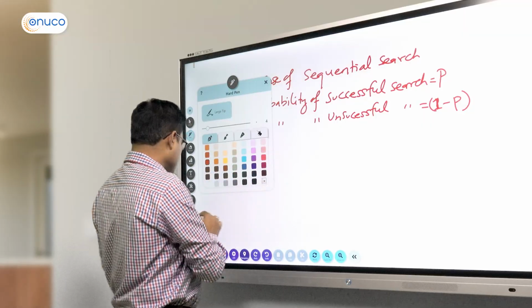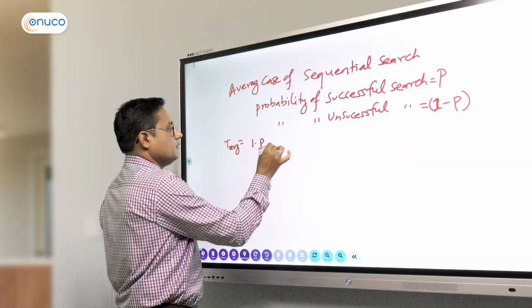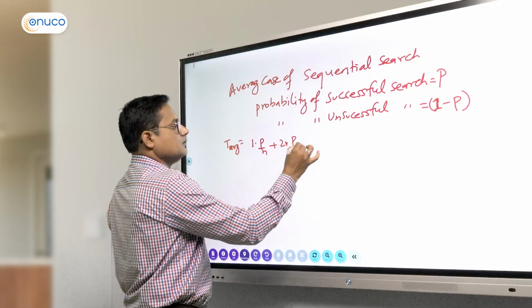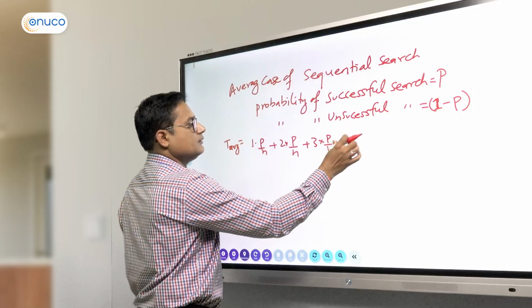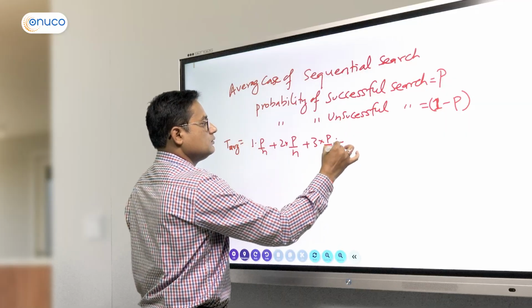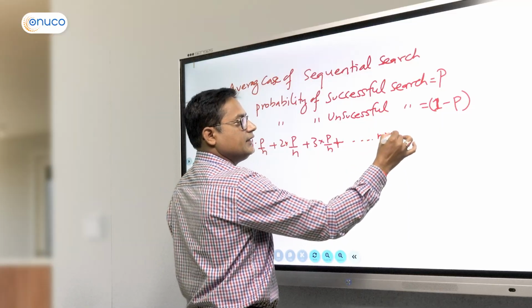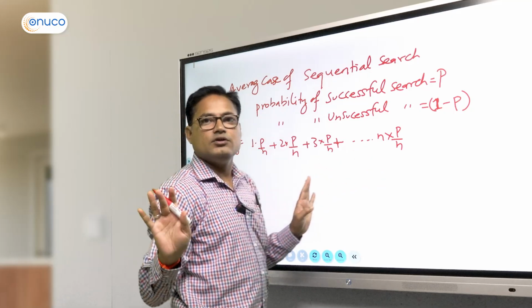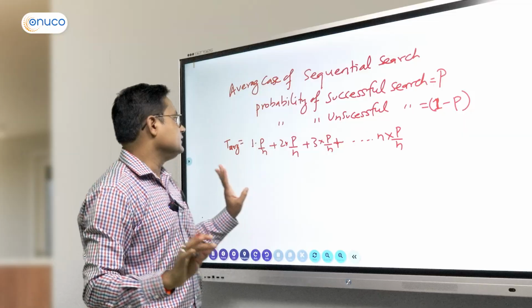If the second element is found, we write 2 into P divided by n. Similarly, if the third element is found, 3 into P divided by n. Similarly, if the element is found at the nth position, n into P divided by n. Don't simplify it, don't cancel n with n and reduce it to P. Leave it as it is.